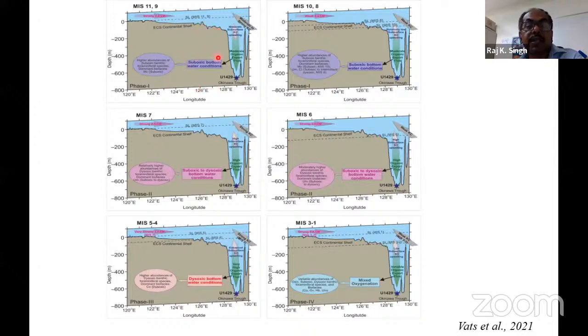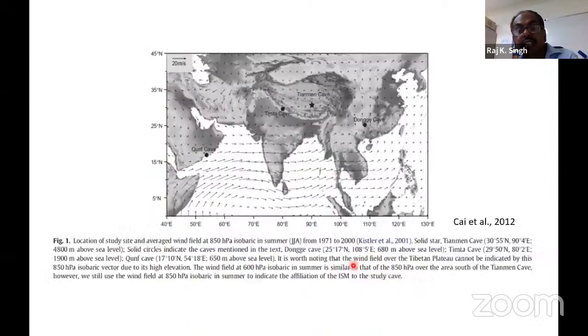On the basis of this, we have suggested strong ESM during MIS 9 and 11, which caused suboxic bottom water conditions, and weak ESM with other conditions that also support suboxic bottom water conditions. During MIS 7, the monsoon was strong, and we have more suboxic to dysoxic conditions. It continued in MIS 6. In MIS 5 and 4, we have a very strong monsoon, with higher productivity and higher nutrient influx, causing very dysoxic conditions there. However, for MIS 3 to 1, our data resolution was not good enough to go into detail, but overall it suggests a strong East Asian summer monsoon and mixed oxygenation conditions.